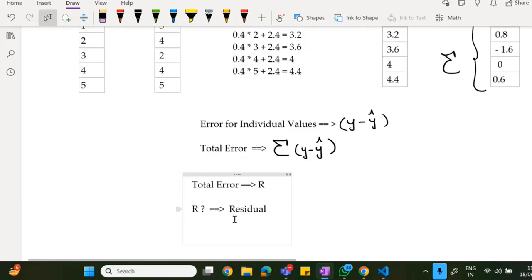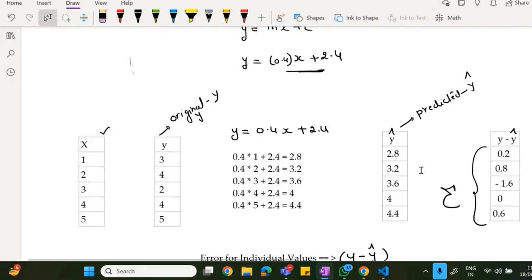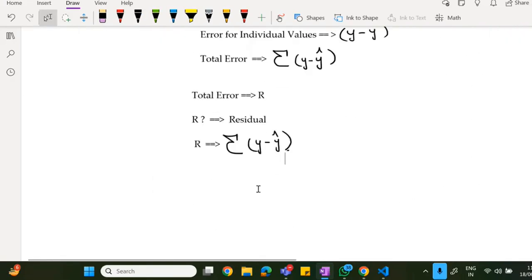Now, the residual formula is this one only. Total error is R. Residual R is equal to the summation of y minus y hat. Summation of y minus y hat. This one. Now let's do the residual total error. Let me add them. First is 0.8, so 0.2 is the error. We got it.